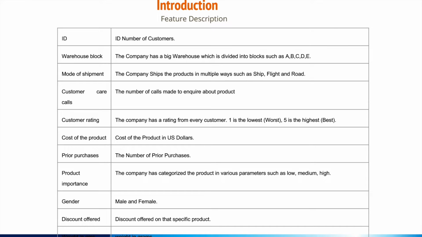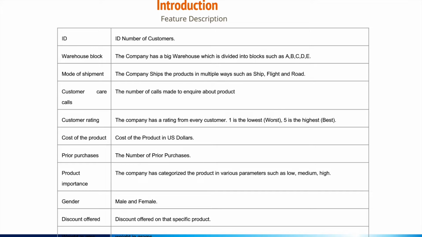We have a total of 12 variables and 10,999 observations. The list of our variables are customer ID, warehouse block. The company has a big warehouse which is divided into blocks A, B, C, D, and E. We also looked at the mode of shipment. The company shipped the product in multiple ways. It's done by ship, flight, or by road.